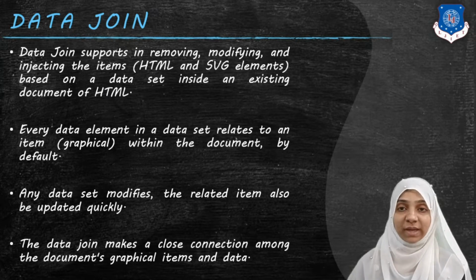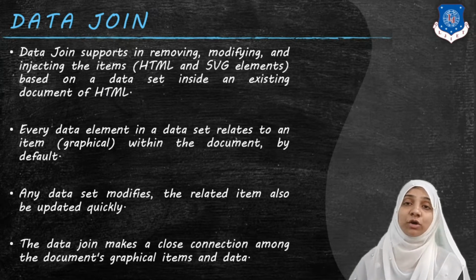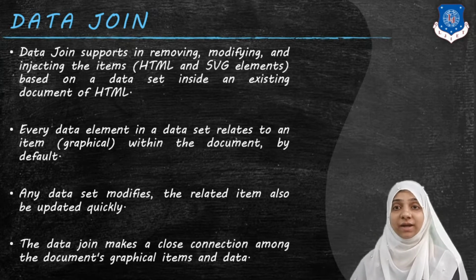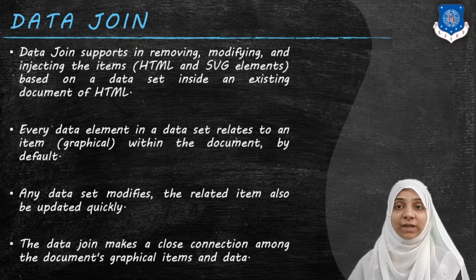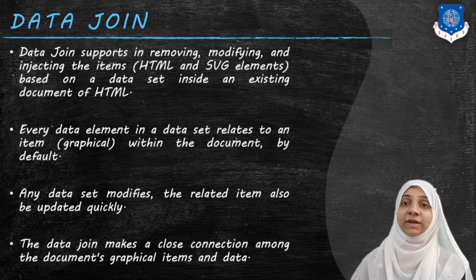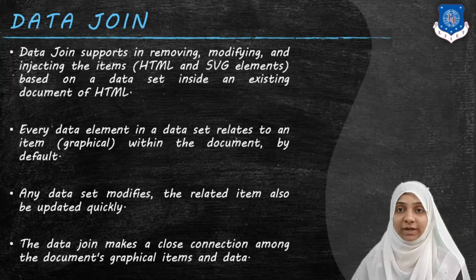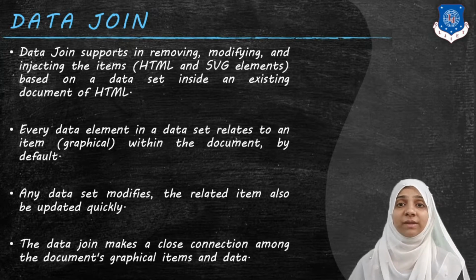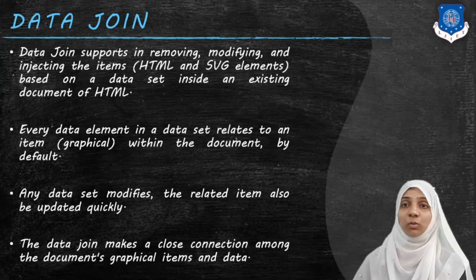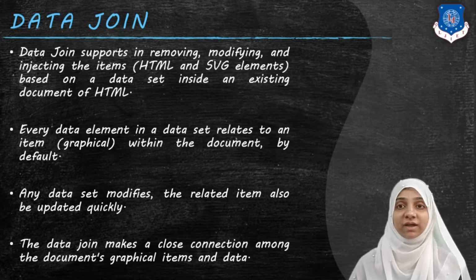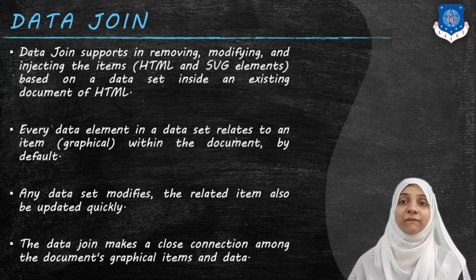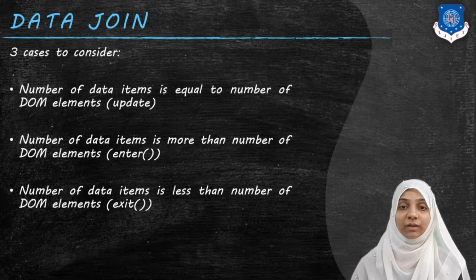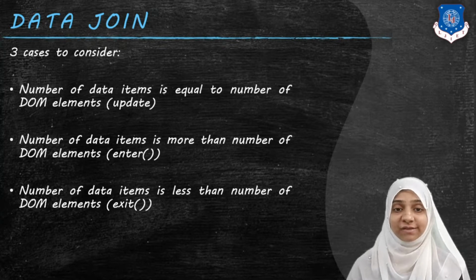Data join also makes a close connection between the document's graphical items and data. Say for example, if I add another element, a fourth value in the array, a fourth circle will get created over the web page automatically. Or if I change my data to only 2 elements, only 2 elements or 2 circles must get rendered over a web page. So here data can dynamically render the graphical elements over a web page with the help of data join. Now we have to consider 3 cases.